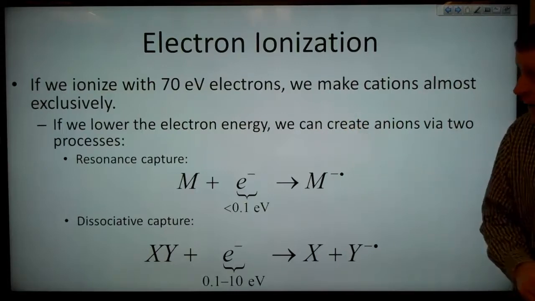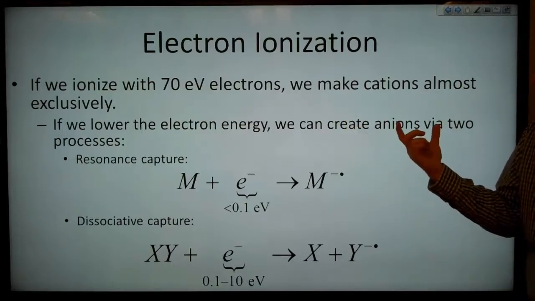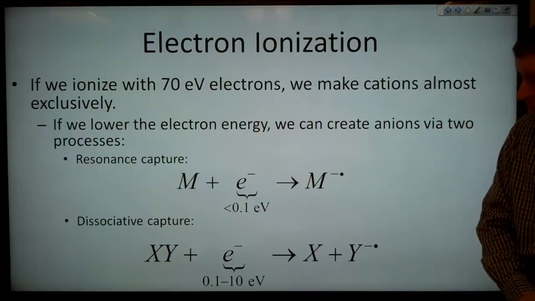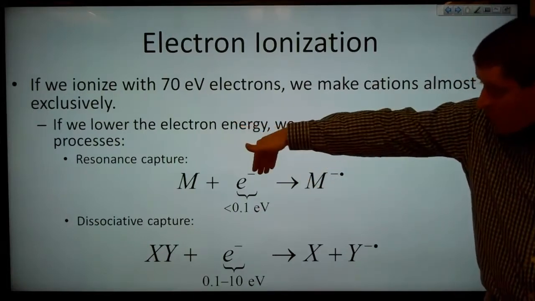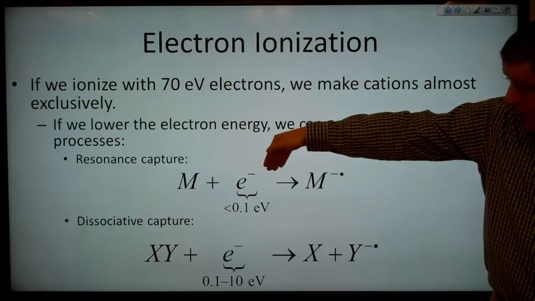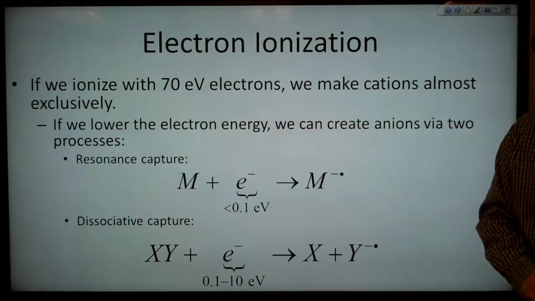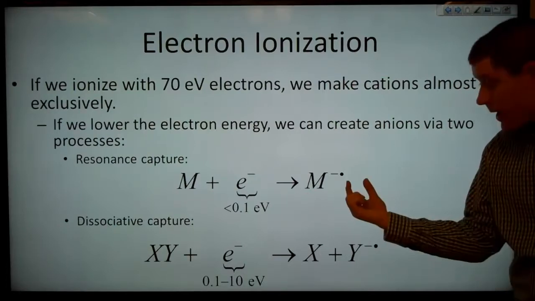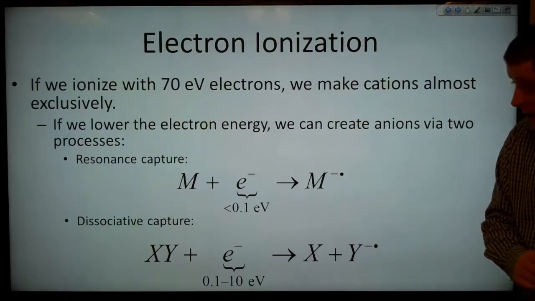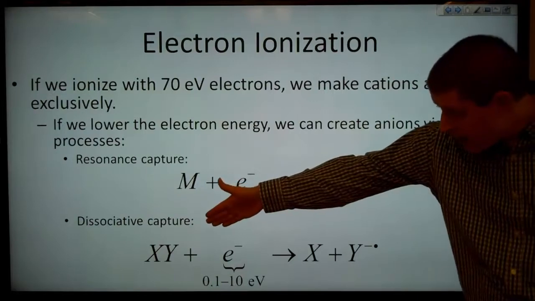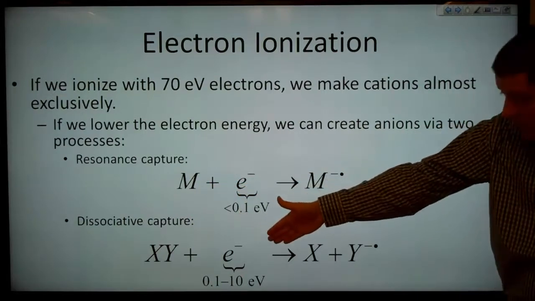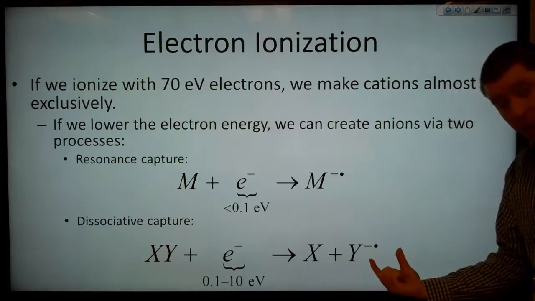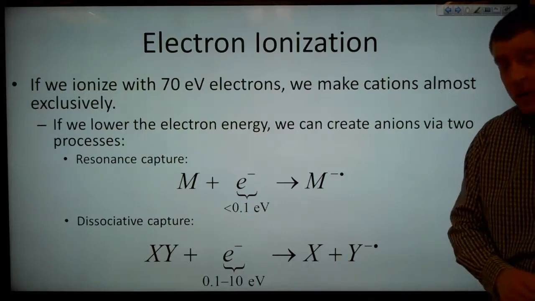But if we lower our electron energy, then we can create anions via two processes: resonance capture and dissociative capture. With resonance capture, rather low energy electrons are captured by our neutral molecule to give us the anion, and again it's a radical, so we've got that dot there. We've got dissociative capture as well, where we have XY reacting with an electron to give us X plus Y minus, and again that Y minus is a radical.